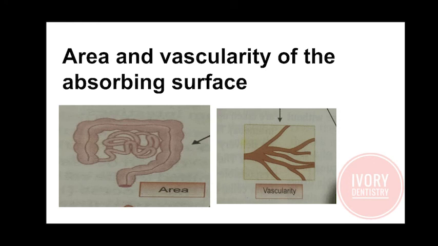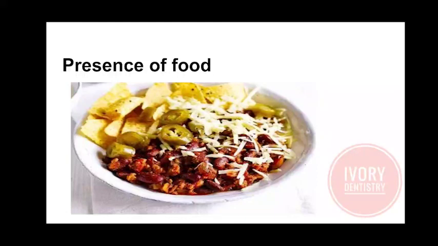Area and vascularity of the absorbing surface. The larger the area of absorbing surface and the more the vascularity, better is the absorption. Thus, most drugs are absorbed from the small intestine. Gastrointestinal motility. Gastric emptying time. If gastric emptying time is faster, the passage of the drug to the intestine is quicker and hence absorption is faster. Presence of food. Food delays gastric emptying, dilutes the drug and delays absorption.